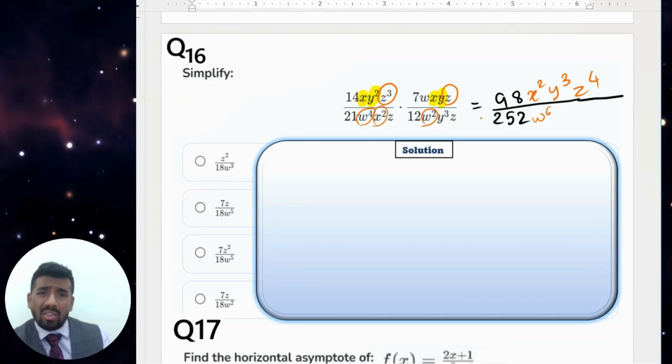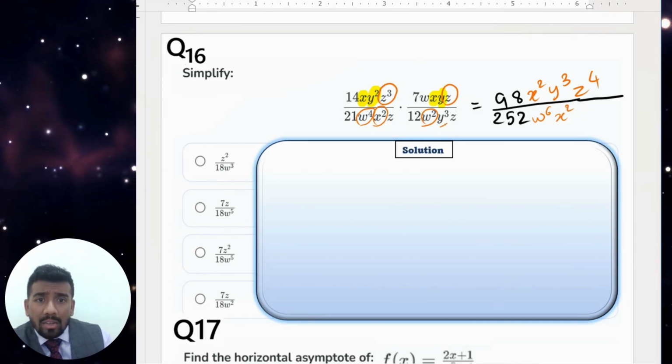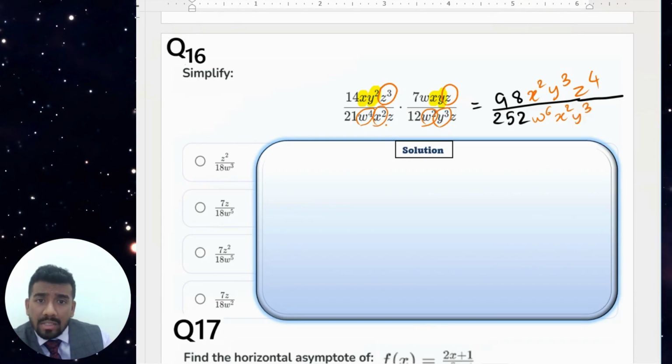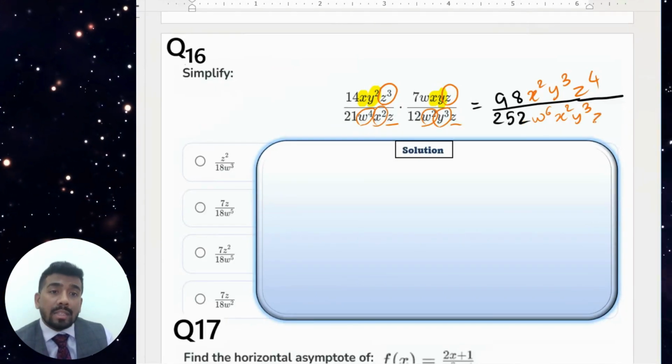X2. Is there any X? No. So it will be same as it is, X2. And here also there is Y, which is not there anywhere. So it will be same as it is. Now Z and Z. So no power means 1, 1. So 1 plus 1, that's 2.